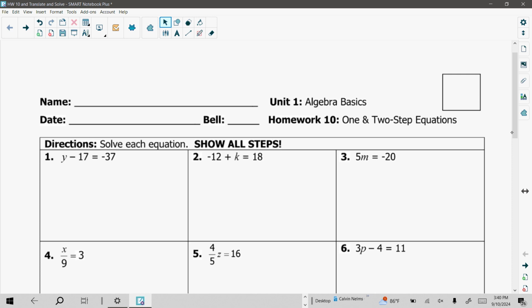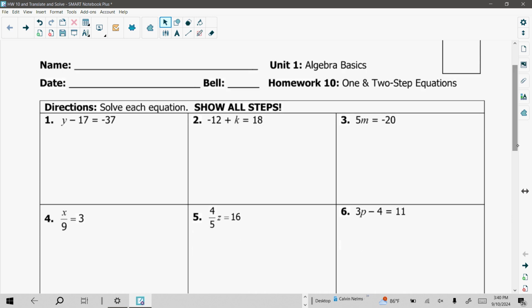So the first 5 questions are one-step equations. So you just have to do one inverse operation. An inverse operation is the opposite of the operation in the equation to solve. So like on number 1, since the variable y and constant terms, let me get my pencil real quick. Our constant terms here are the negative 17 and the negative 37, negative because it's minus. So the one operation we see is the minus 17. So the inverse, the opposite of minus 17, is plus 17.